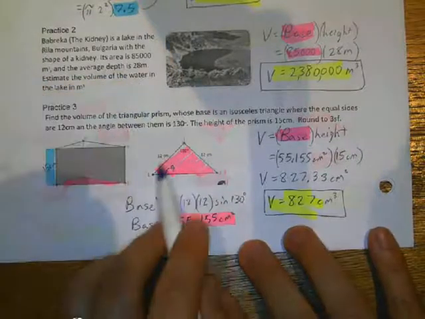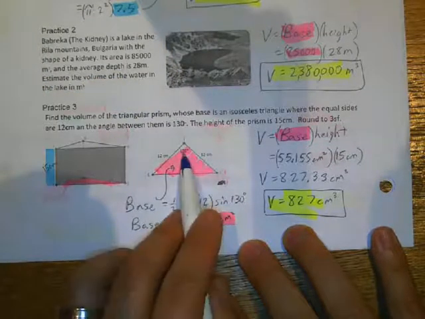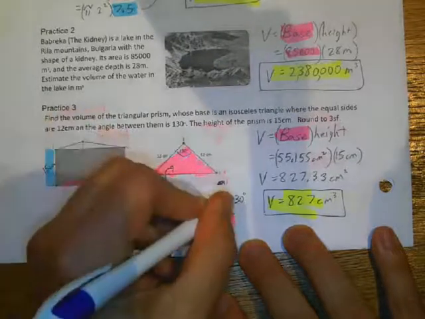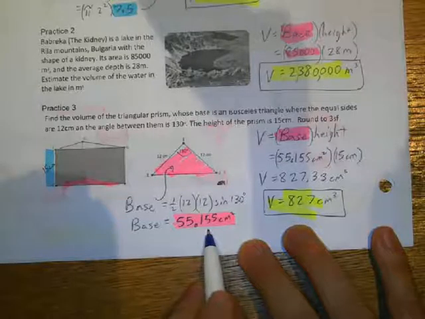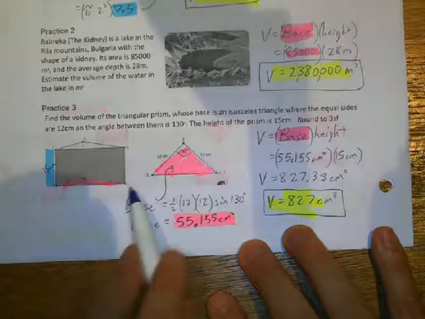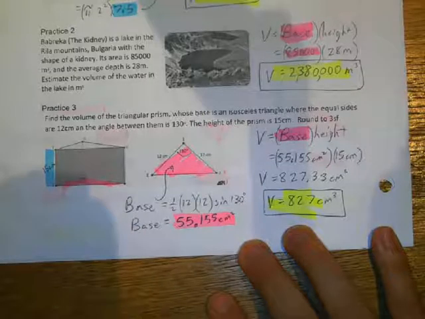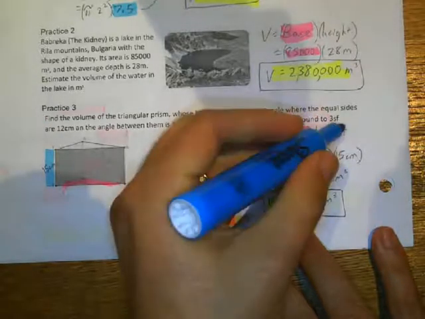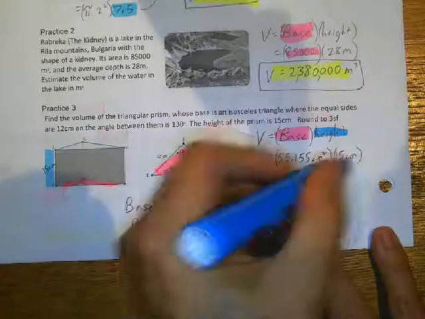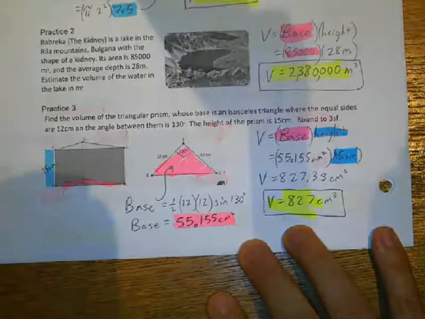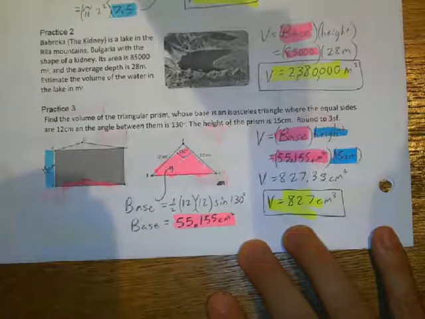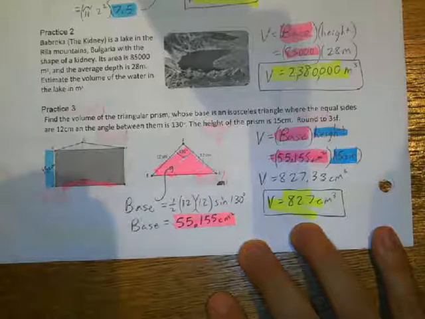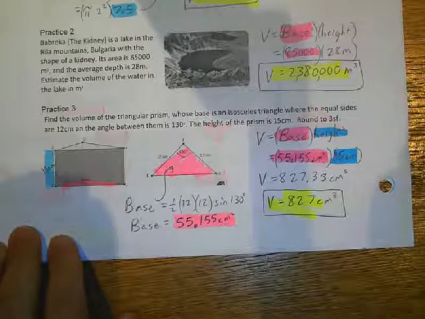So these sides of 12 and 12 are on either side of the angle 130, and we end up with 55.155 for the area of this triangle part. Then we have our height of 15 centimeters squared, and multiply those together, and we get our volume. To 3 significant figures, it's 827. You may want to hit pause to copy this down. Next.